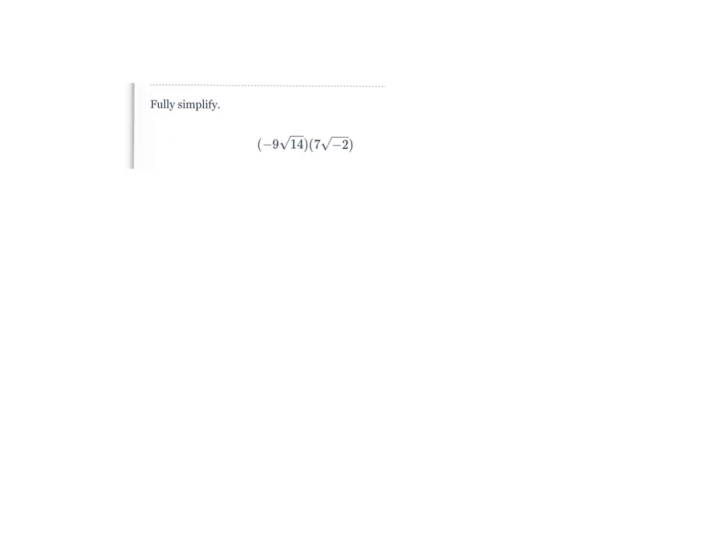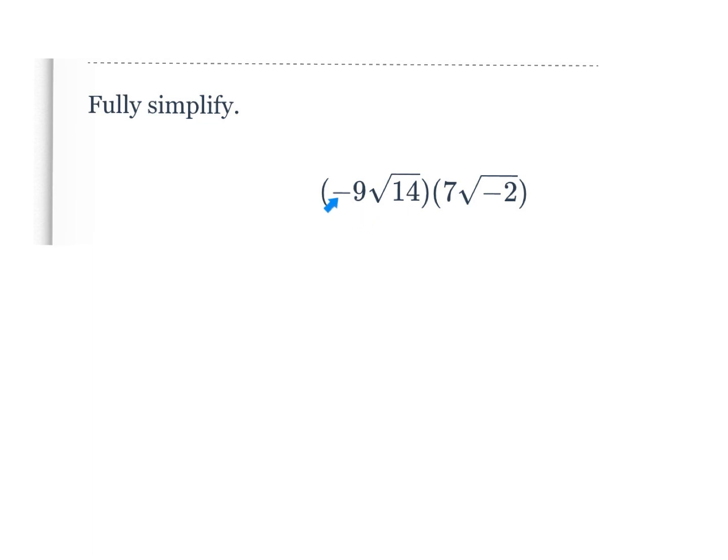Another example. All right, this one we are going to multiply. So we have negative 9 square root 14 times 7 square root negative 2. So the first thing is we have the negative 9 times 7. Well, that's going to be negative 63. So we have negative 63. And then we have the square root of 14 times the square root of negative 2. So that's going to be the square root of negative 28.